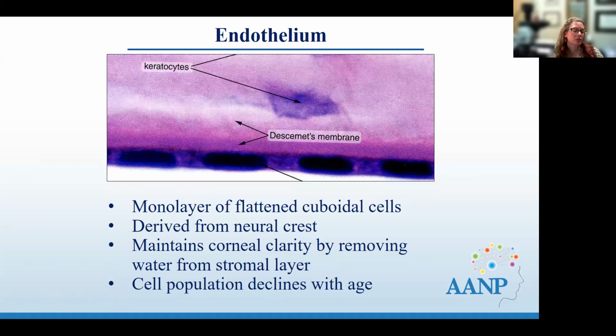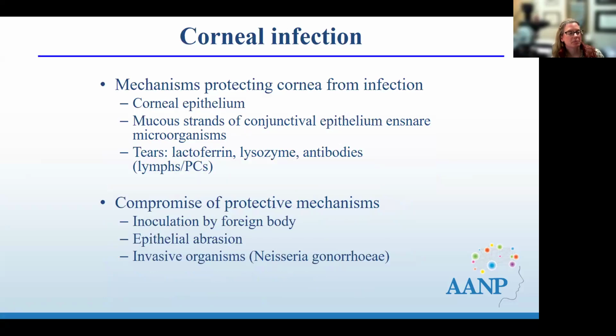So now thinking about those neural crest-derived cells, they're a monolayer, they're flat and cuboidal. We lose them as we age, and they really maintain their corneal clarity. They both have ATPase pumps, which actively remove the aqueous. And as I stated before, the cell population declines with age.